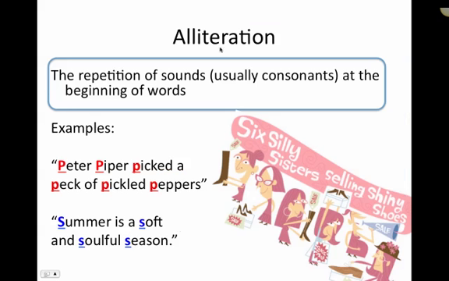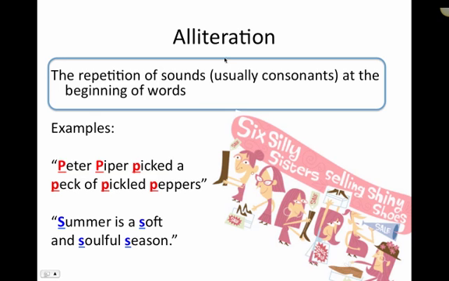So the next tool is called alliteration. And alliteration refers to the repetition of sounds, usually consonants, at the beginning of words. So not vowels, but consonants. Here's an example. Well, let's look at the picture first. Six silly sisters selling shiny shoes. That is an example of alliteration because we have the s sound at the beginning of each of the words. Over here we have Peter Piper picked a peck of pickled peppers. And we have the P sound at the beginning of each word. That's alliteration. Or summer is a soft and soulful season.